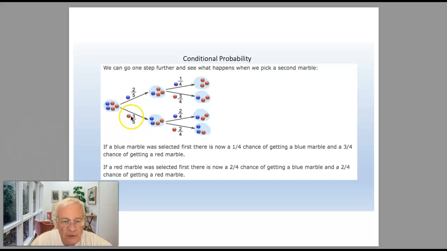But if the first selection was a red marble, the probability of getting a blue marble the second time is 2 out of 4, 50-50. And the probability that you don't get a blue one, which means you pick a red one, is also 2 out of 4, 50-50. The odds of the second selection are affected by the first selection, of course.